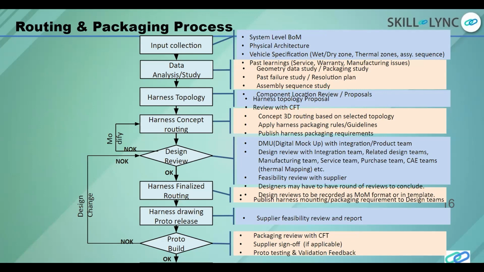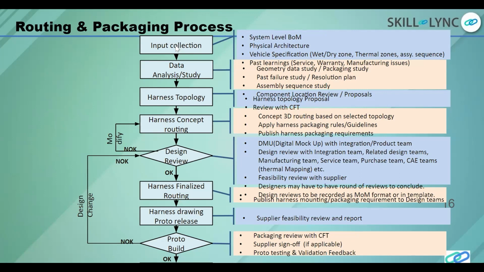So in the harness routing finalization, we'll be preparing the minutes of meeting. Then we are going to look at developing a template, and then we are going to publish the harness data accordingly, correct? So once the final harness data is released, you will be going for the final harness proto release, correct? So here basically the supplier feasibility and review report will be looked into for the final data to be made available, correct? So this is a proto release of your wiring harness.